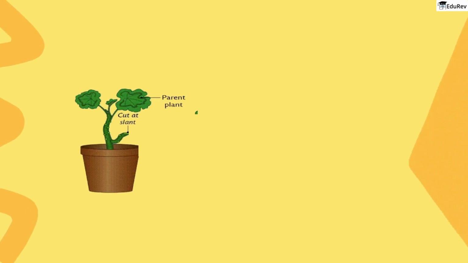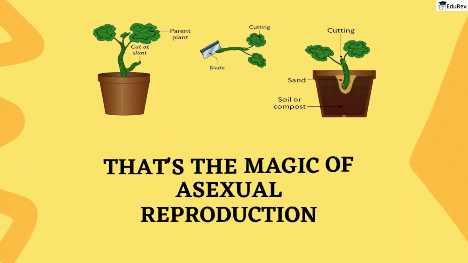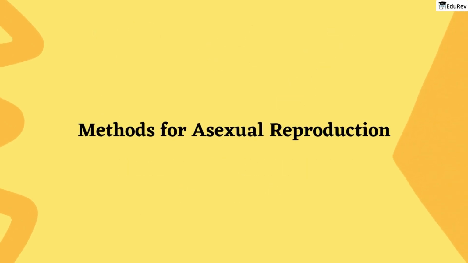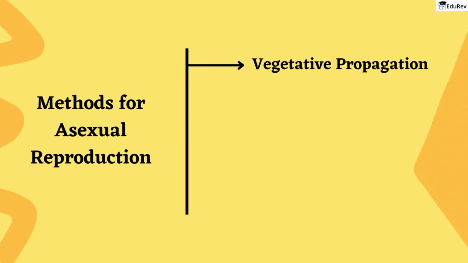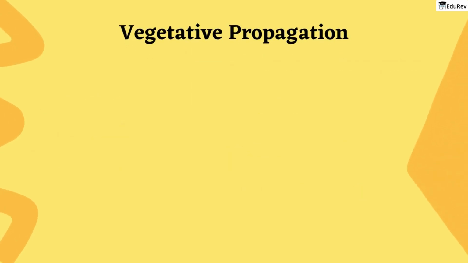Imagine being able to create a new plant just by cutting a part of an existing plant and letting it grow on its own. That's the magic of asexual reproduction. Plants have a wide range of methods for asexual reproduction, such as vegetative propagation, budding, fragmentation, and spore formation. So first, let's understand about vegetative propagation.